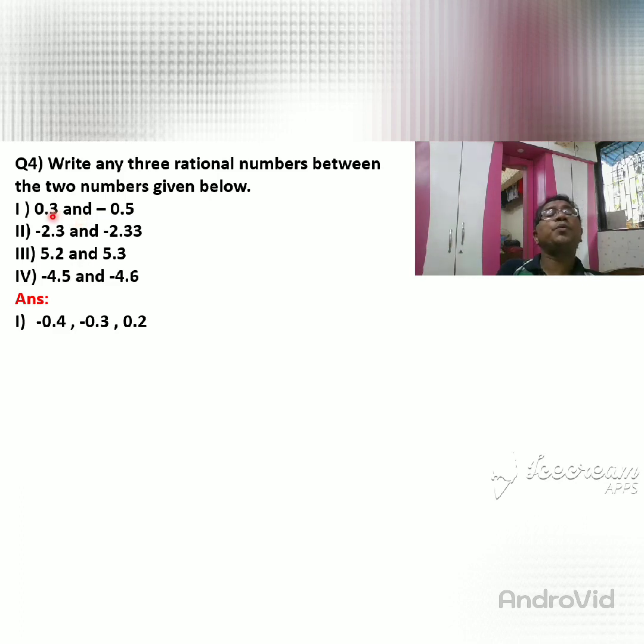So see, 0.3 and -0.5. Which is the smaller number? -0.5 is the smaller number. So we start from -0.5. See, the number after -0.5 is -0.4. The number after -0.4 is -0.3. After -0.3 you can write -0.2. After -0.2 you can write -0.1. After -0.1 comes 0, then 0.1, then 0.2. In such a way you can write so many numbers here.